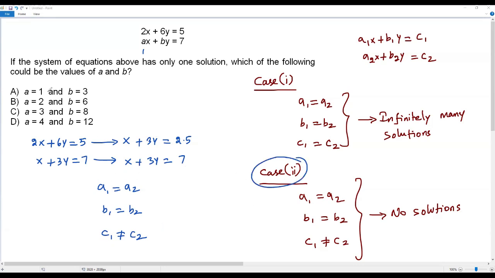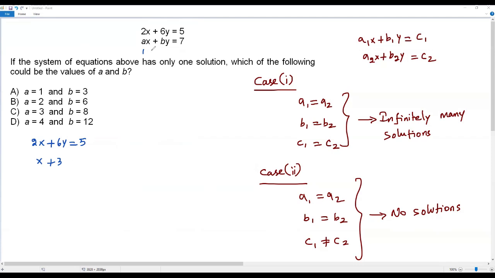That means when I take a equals to 1 and b equals to 3, the given system has no solution, because a1 equals to a2, b1 equals to b2, and c1 is not equal to c2. It comes under the concept of case 2. There is no solution. But according to the information we have, the system must have only one solution. But when I use a equals to 1 and b equals to 3, the given system has no solution. So we can reject option A. Let me cross out A because option A is incorrect.